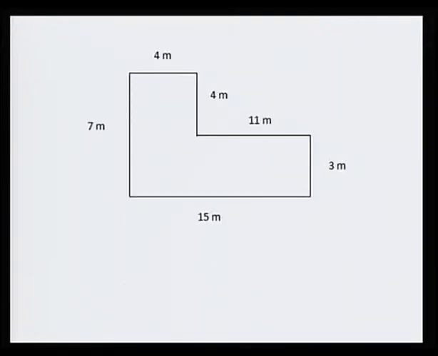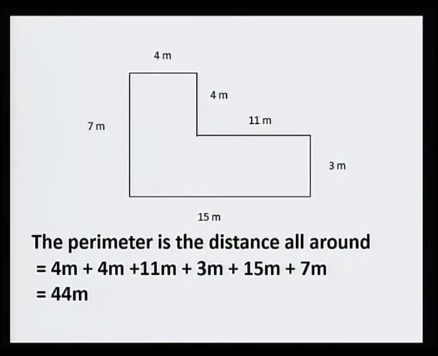Let's have a look at a second example. This is called an L-shaped block. The perimeter here is, again, the distance all around the shape. So perimeter is 4 meters plus 4 meters plus 11 meters plus 3 plus 15 plus 7 equal to 44 meters.